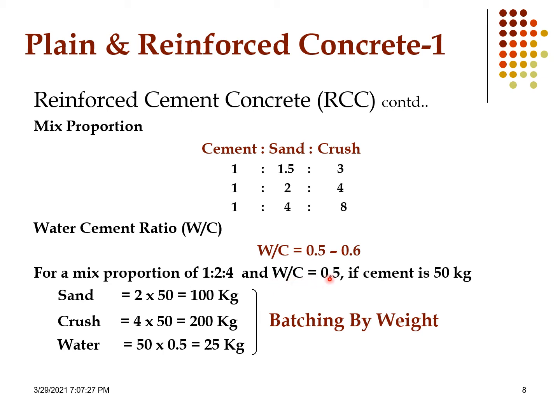If we are using water cement ratio equals 0.5, so we can get water divided by cement equals 0.5, and if we are using cement equals 50 kg, if we just multiply 50 with 0.5, we will get water equals 25 kg. This is batching by weight. Either we can do batching by weight or by volume. For normal strength concrete, the water to cement ratio normally we use 0.5 to 0.6.